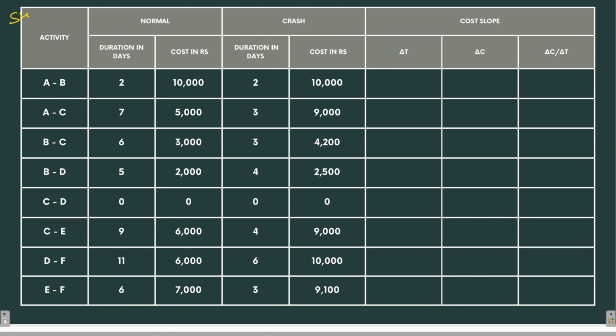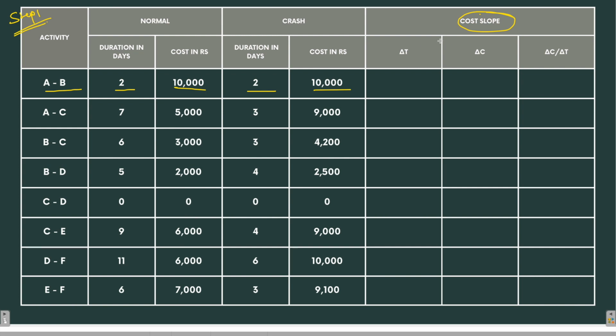What is step number one? Step number one was to find the cost slope. I have replicated the entire table over here, the table given in the question. Activities, normal duration, normal cost, crash duration, and crash cost are given. Now we have to find the cost slope.